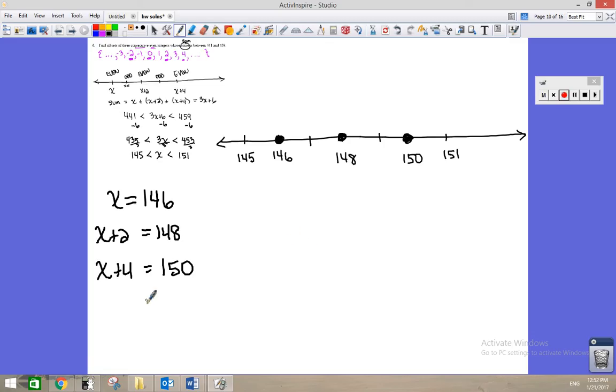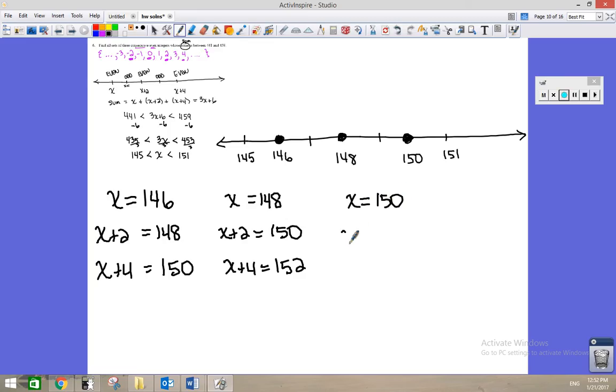Now there's another set of 3 consecutive even integers that also works. We use 148, and then we add 2 to that, 150, and if we add 4 to 148, we get 152. These are consecutive even integers. 148, well, the next larger even integer is 150, and the next largest even integer is 152, and if you add those up, it's within this range of values. It turns out we have another set of 3 that also satisfies that.